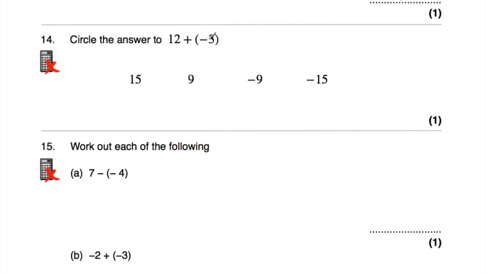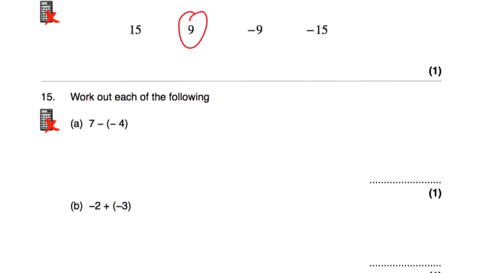Now, when we add a positive, the number gets bigger. When we add a negative, it gets smaller. Or another way to think of it, when we're adding a negative, we just take away. So we're going to do 12 take away 3. And 12 take away 3 would be 9. And that's the same as considering if you add negative 3, rather than going up 3, you're going to go down 3. And the answer would be 9. So to circle the answer to 12 plus negative 3, the answer would be 9.